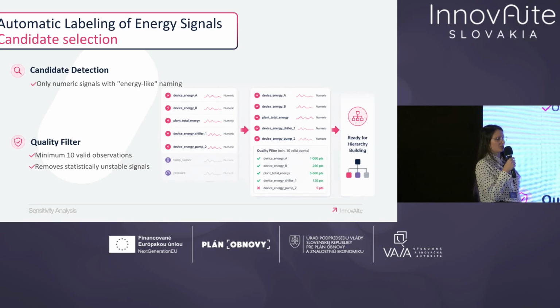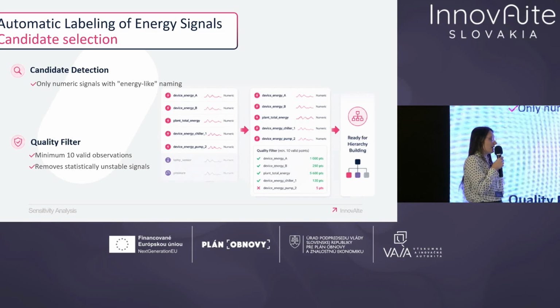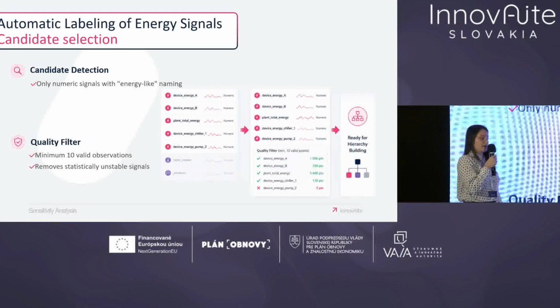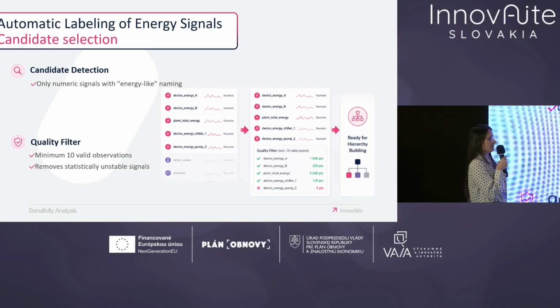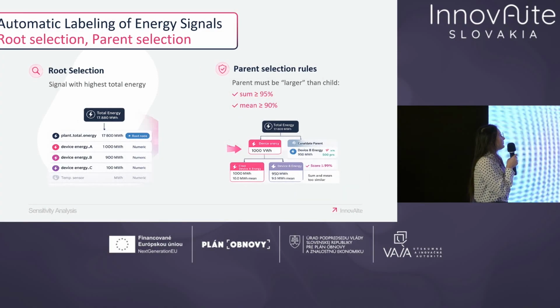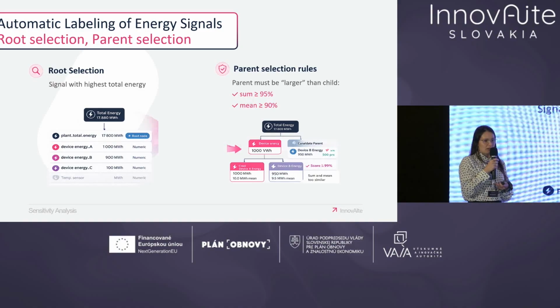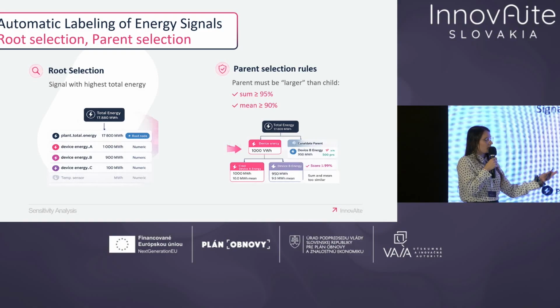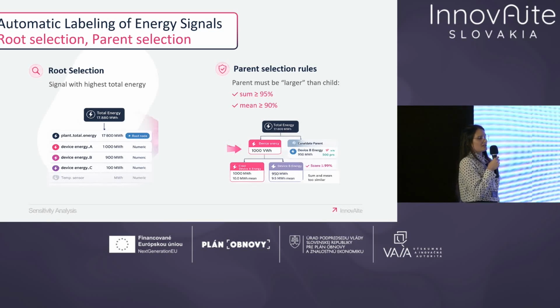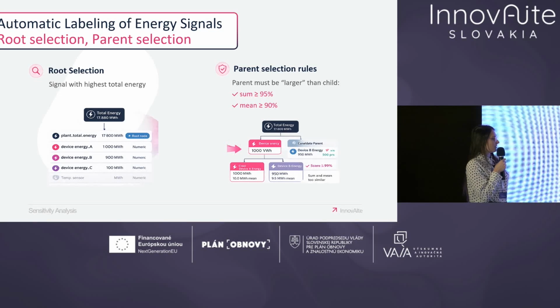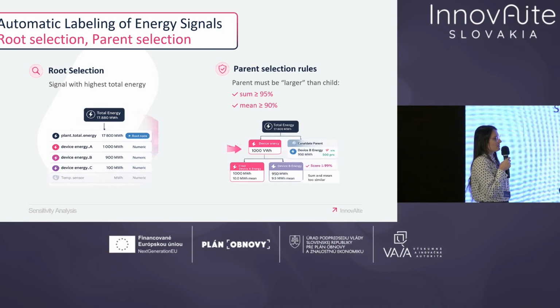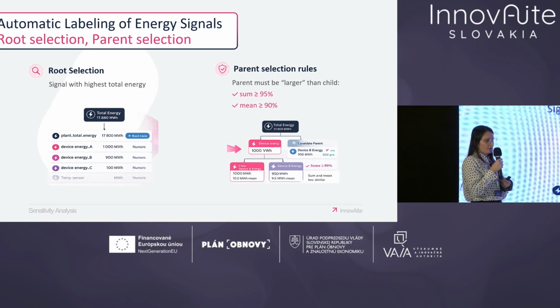Then we have a quality filter. We also check whether we do have a significant number of data in the given column. So, for example, if we have 5 lines, it doesn't make sense to enter it into this hierarchy because it would not be trustworthy. Then we look for the root, which will be the top of our hierarchy. This is the device which has the biggest volume or biggest energy.